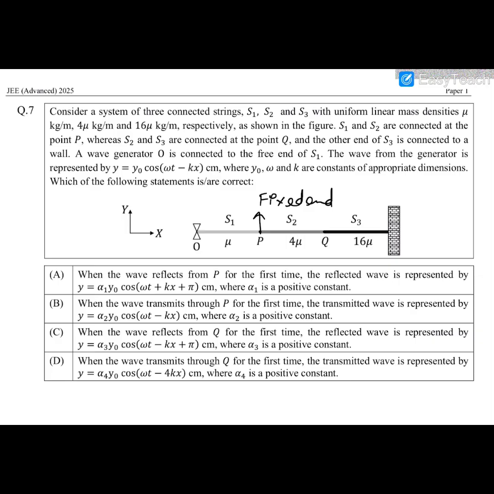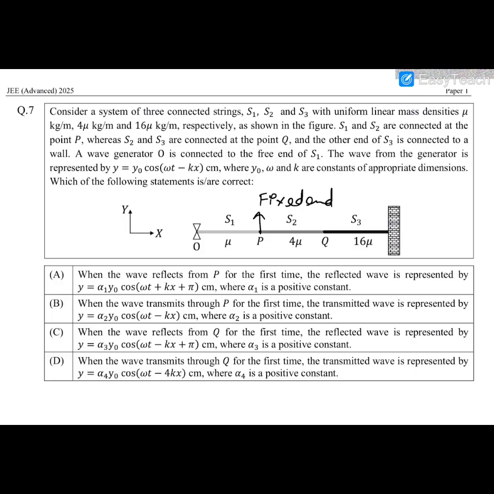Therefore some part of the wave will be transmitted and some part of the wave would be reflected back. Obviously the wave which is reflected back from this point will have a changed amplitude. In the incident wave, the amplitude was y0, and in the reflected wave the amplitude is alpha 1 y0. So for any value of alpha 1, this amplitude has changed.